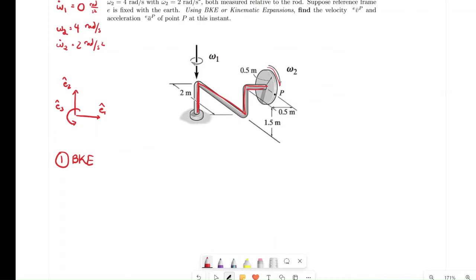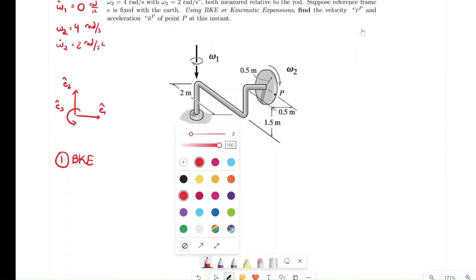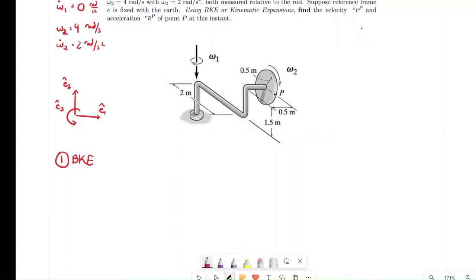Okay, so the first thing of any problem is to make our reference frames. So the question is how to make the reference frames. We have two rotations that are complex, right? Because this omega 2 rotation rotates with respect to this rod, which rotates with respect to the Earth. So I'm going to introduce two frames because I have two unique rotations.